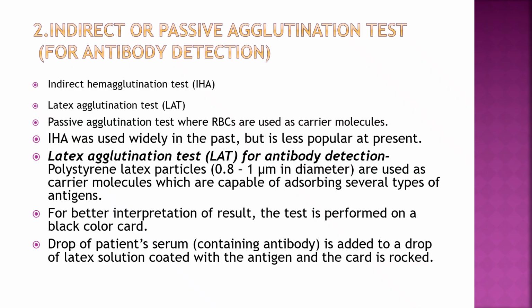Indirect or passive agglutination test is for antibody detection. Examples are the indirect hemagglutination test, latex agglutination test, and passive agglutination test, where RBCs are used as a carrier molecule.